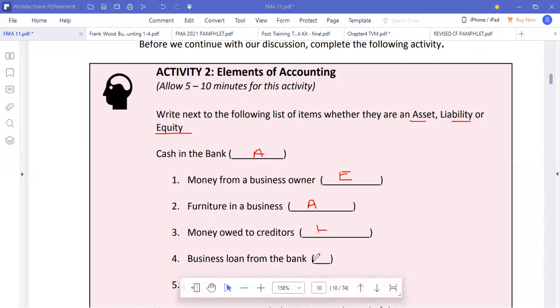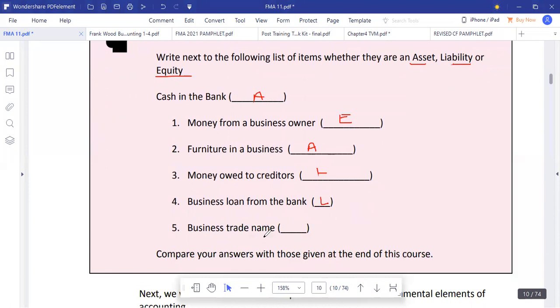Business loan from the bank. Liability. Business loan from the bank, yes. Liability, yes. Then we go to business trade name.